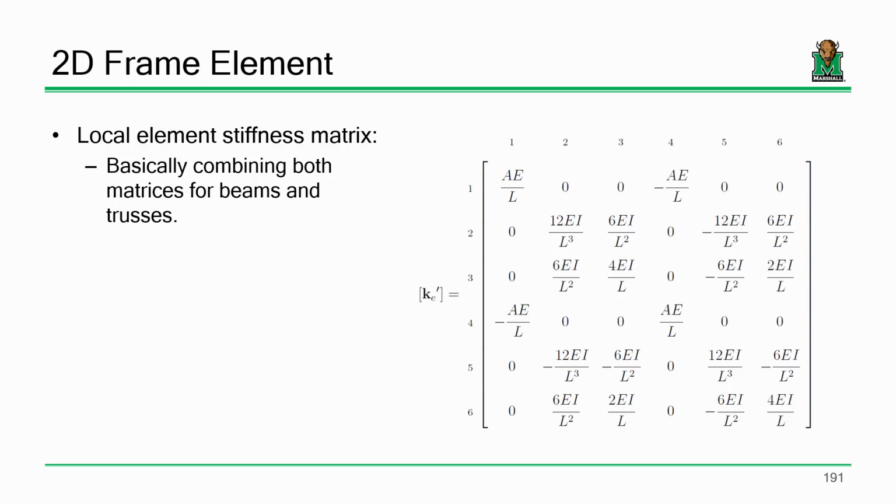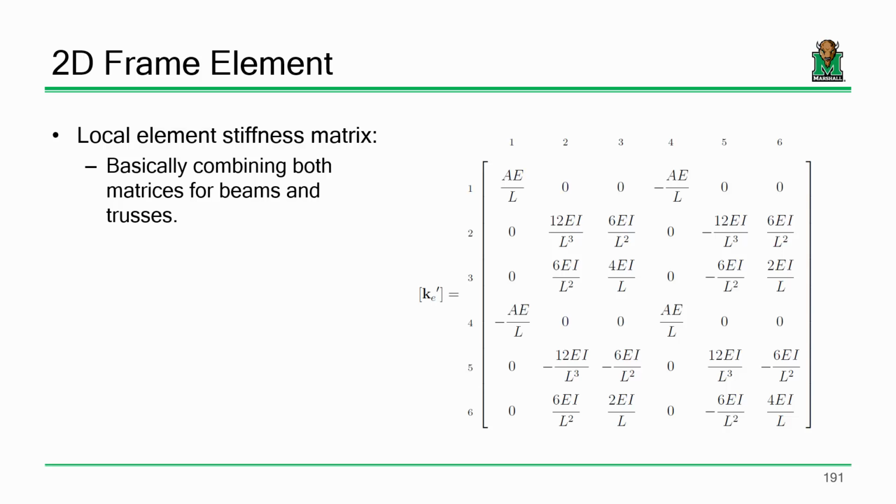Everything else, look at these terms. Where do you get these? They come from the beam elements, right? That's it. There's your stiffness matrix. There's really nothing else to say. We just take all of the information we needed from the truss elements, take all the information we needed from the beam elements, and there you go. That's it.